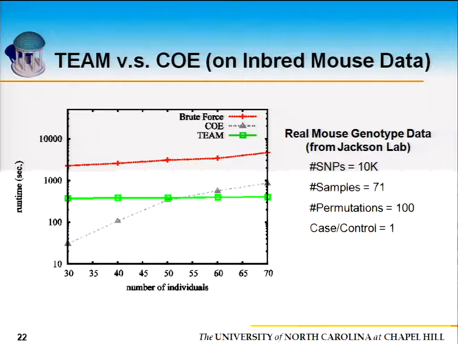And in the middle is the time of the other method, which is 6 grams, and the red line here is the team algorithm. And as we can see, when the number of individuals is large, less than 50, the team algorithm becomes much more efficient than the brute force algorithm, even for Inbred data.